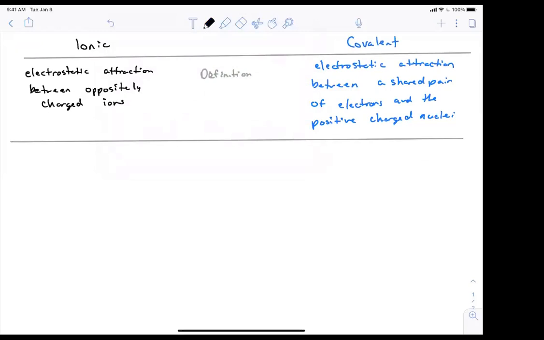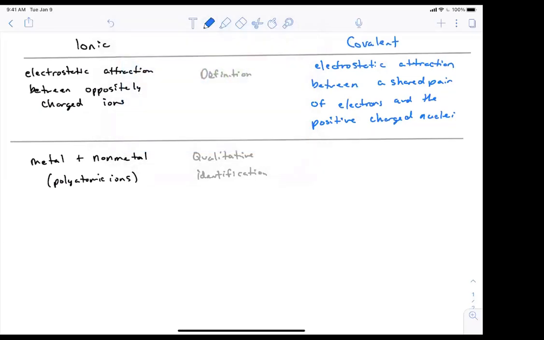Now, the next one, qualitative identification. What I mean by that is, without using numbers and looking at a formula, how do you identify ionic versus covalent? Generally, ionic involves a metal and a non-metal, which includes polyatomic ions. So if you look at a formula and you see a metal or a polyatomic ion in there, you can immediately identify it as ionic.